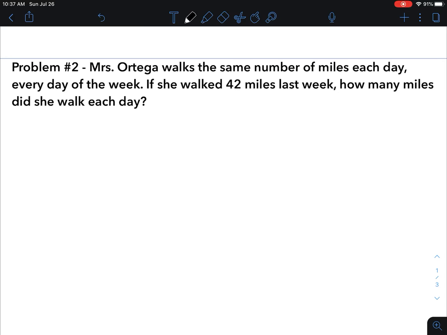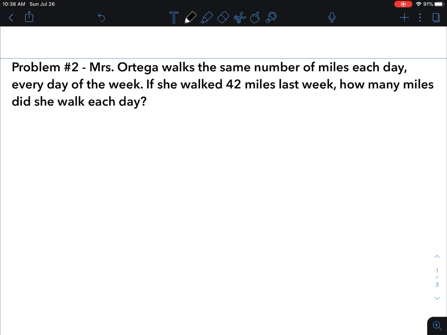Here's the next problem, and I want you to try this one. A little bit bigger numbers, but you can use either strategy. I would use either drawing the picture and dividing it up, or count by. All right. So the problem is Mrs. Ortega walks the same number of miles each day, every day of the week. If she walked 42 miles last week, how many miles did she walk each day?